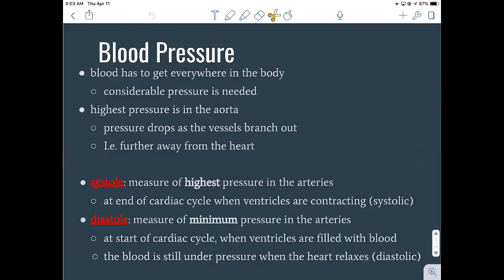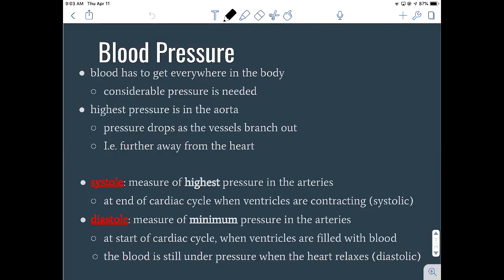So we have two measurements that we take in a heart cycle. We have a systole. The systole is a measurement of the highest pressure your blood is under, and that's usually at the point where the heart is contracting. So where the ventricles are contracting, it'll be the higher number. Okay, it's the larger number. So it's the highest pressure, so it's the largest number when we are measuring blood pressure.